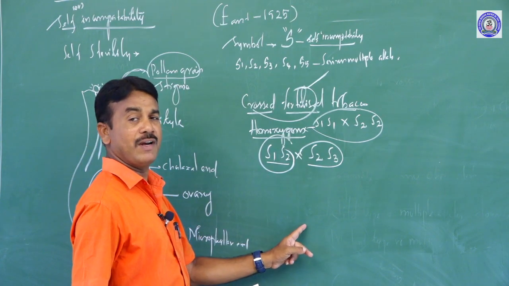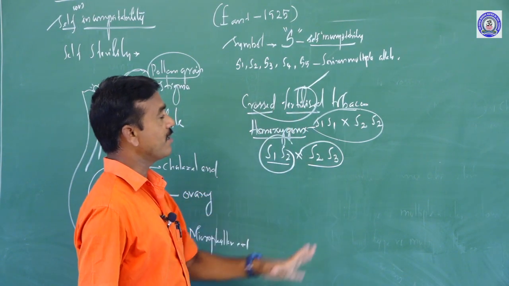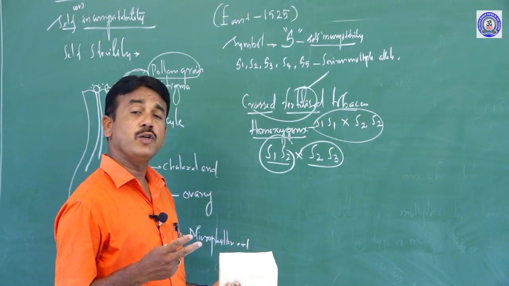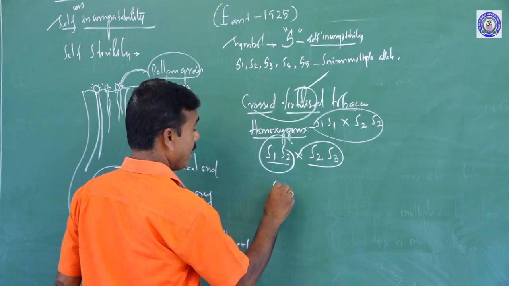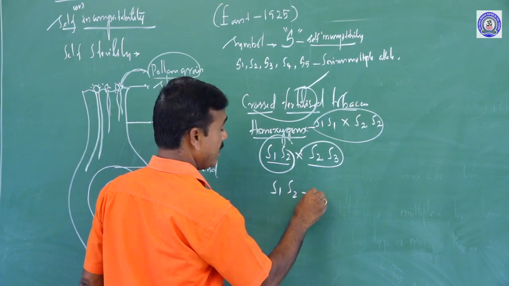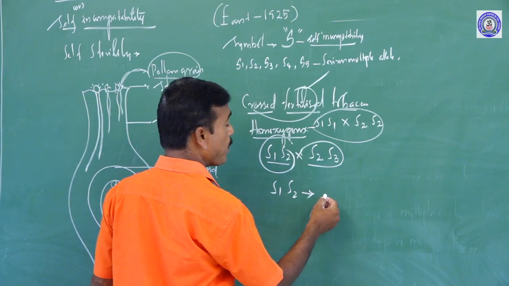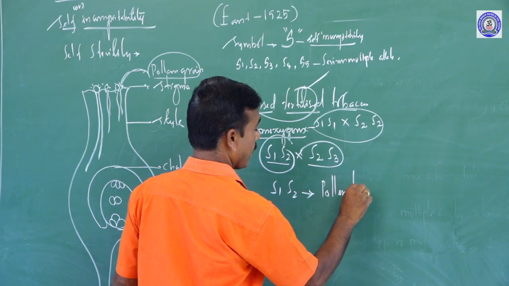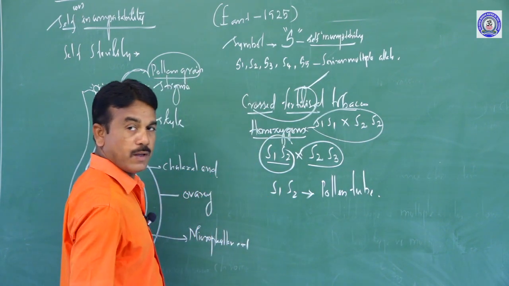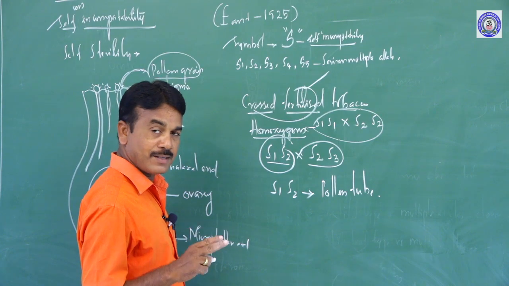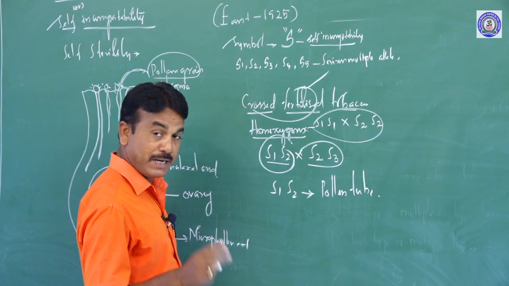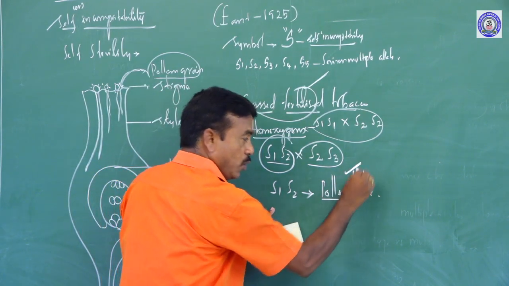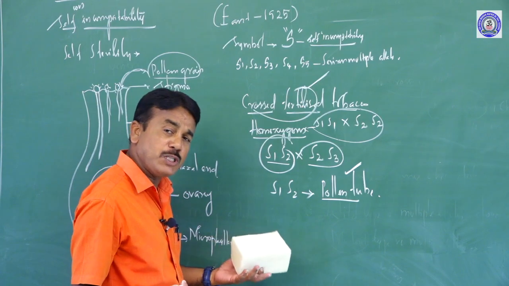These two forms of alleles are responsible for producing crossed fertilized tobacco. When crossing is made between the same S1, S2, it is not possible to produce pollen tubes. If you cross the same S1, S2, there is no possibility of developing pollen tubes.